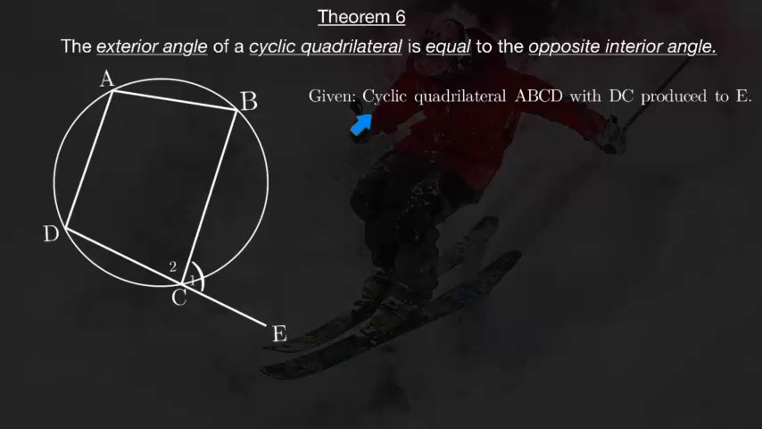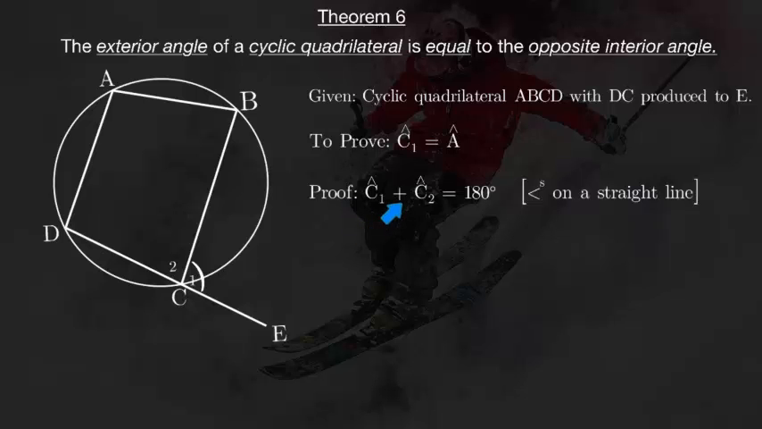Now, we are given cyclic quadrilateral ABCD with DC produced to E. In other words, this line is extended. Now, we want to prove that angle C1 is equal to angle A, that this exterior angle is equal to the opposite interior angle. Now, here's our proof. We know that angle C1 plus angle C2 is equal to 180 degrees, right? Because it's angles on a straight line. So let's write that down. Angle C1 plus angle C2 is equal to 180 degrees because it's angles on a straight line.